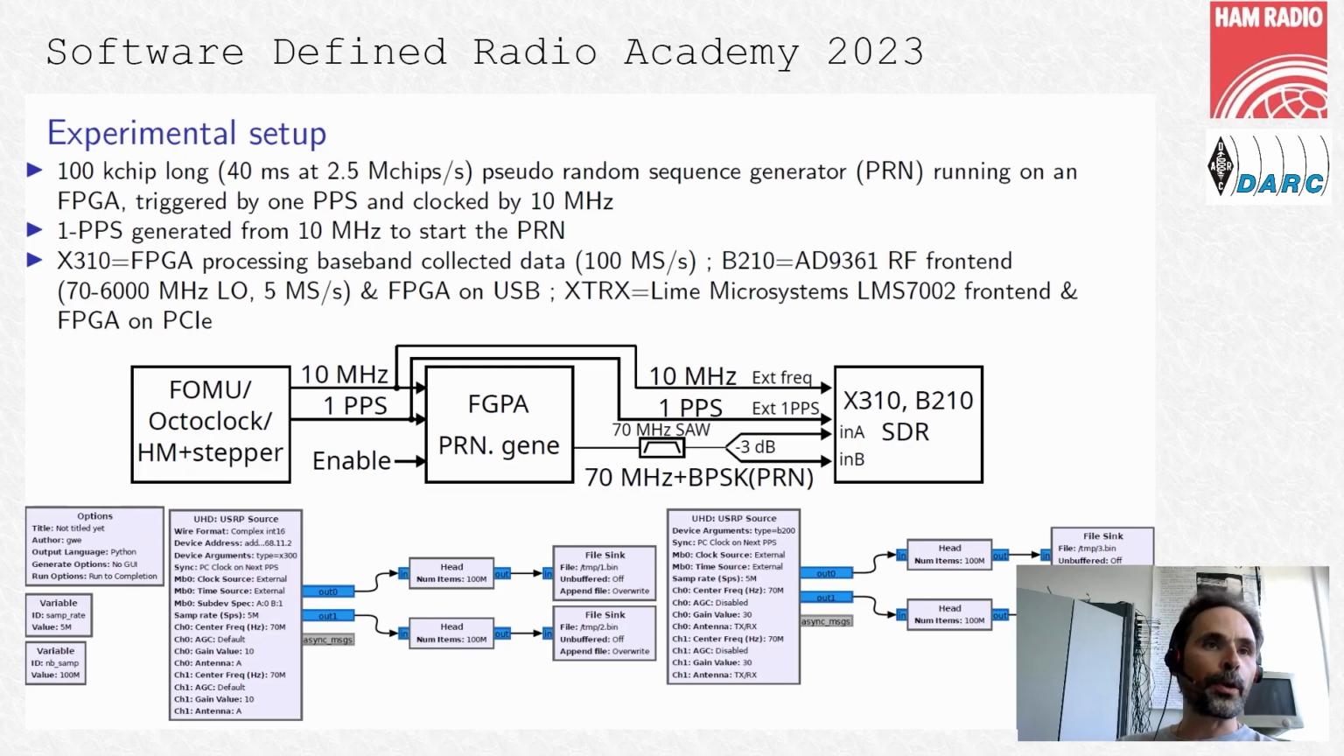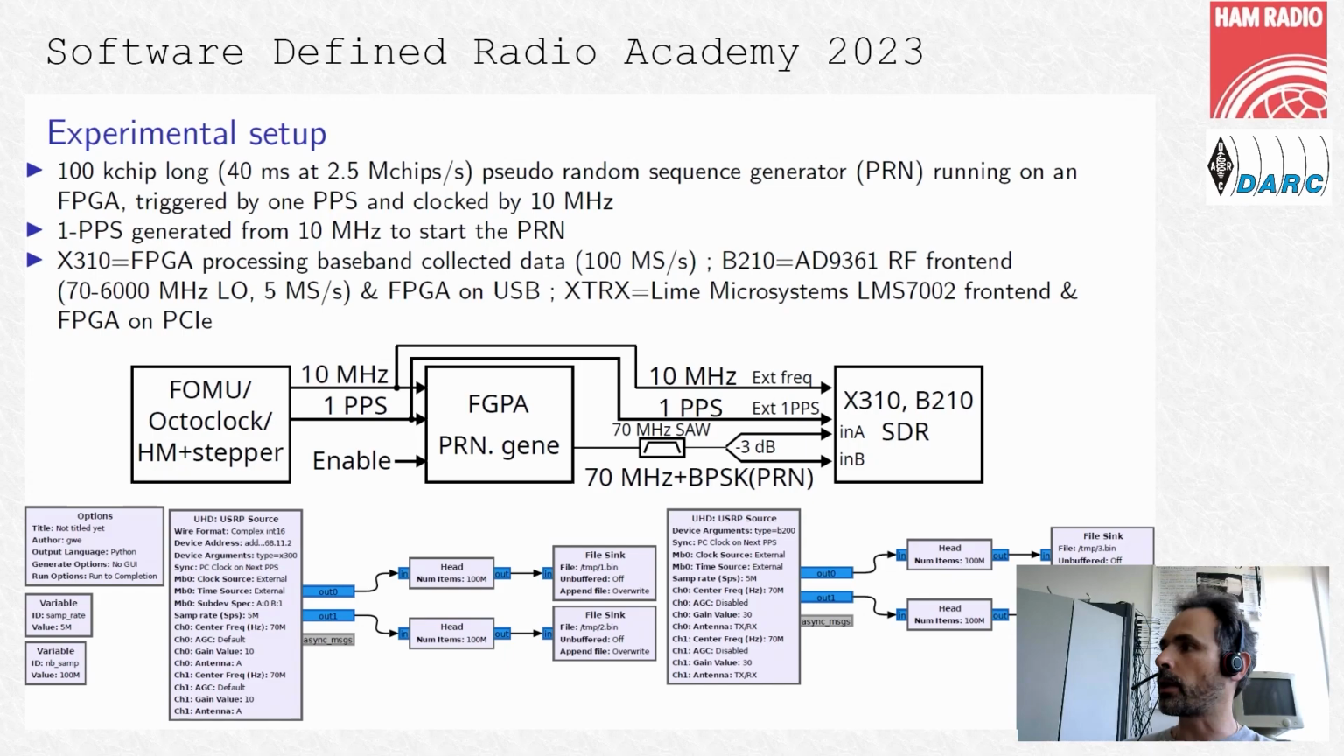Now, in order to spread the information and do this fine measurement, what you do need is to try to spread the time information over many samples. And to do this, you need something that doesn't repeat. Otherwise, you would not be able to differentiate one sample from the one further away. So you do this by generating a pseudo-random sequence. In this case, Gwen programmed this FPGA at the middle of the chart with a pseudo-random sequence generator. In our case, we randomly selected a 100 kilosample long code, which is run at 2.5 megahertz.